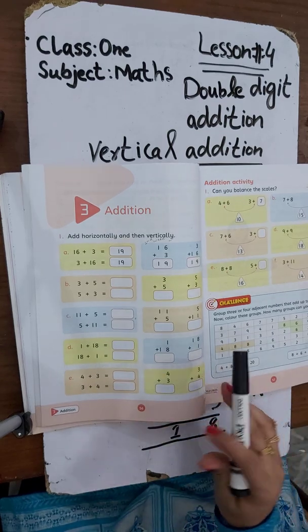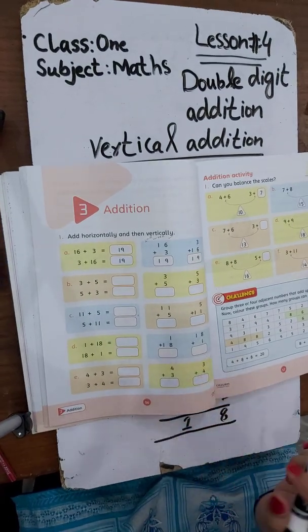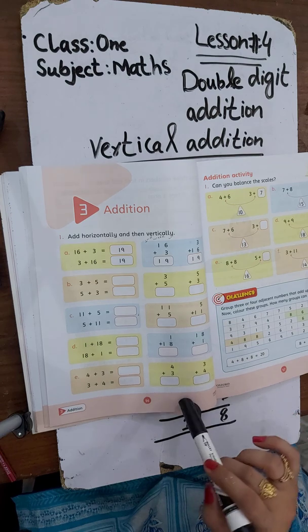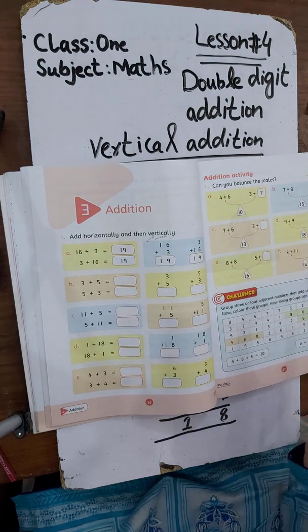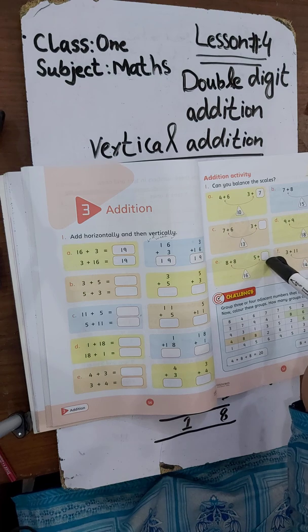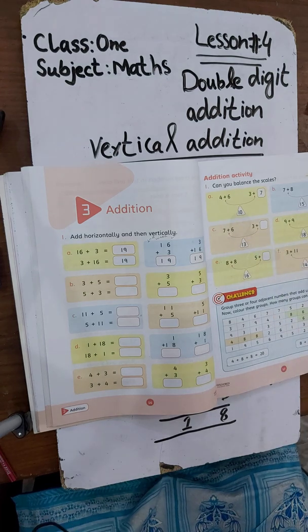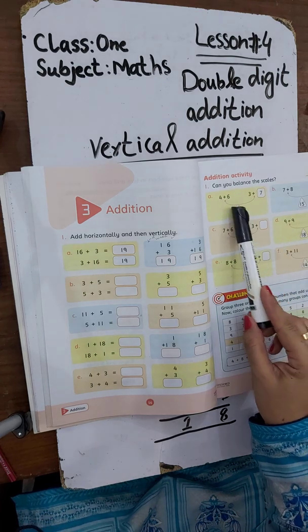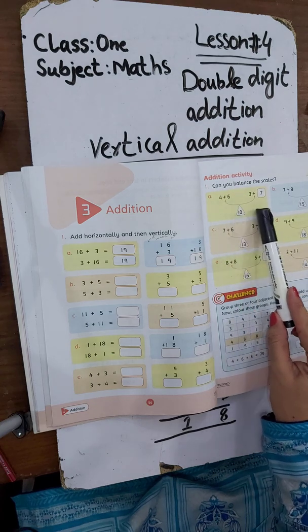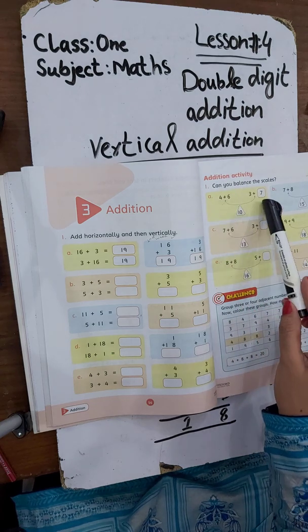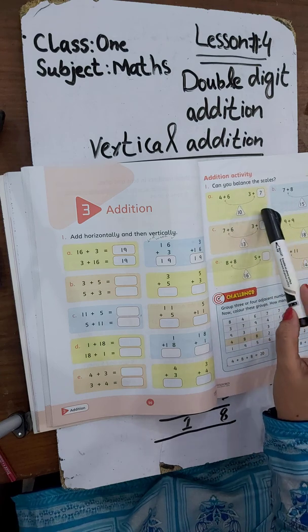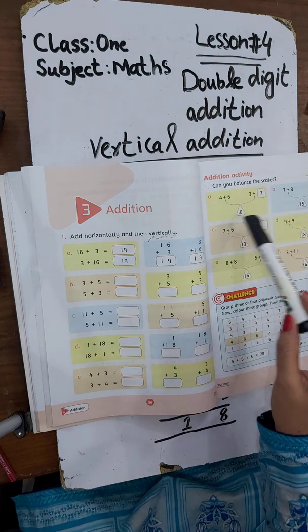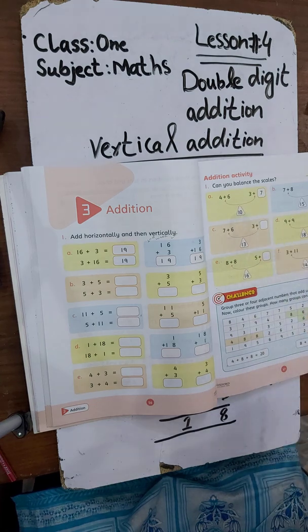Now you can easily solve your book page number 56, and you can also solve this activity. You will add 4 plus 6, 7 plus 3. Your balance should be equal. On both sides you will use numbers to get the same answer.